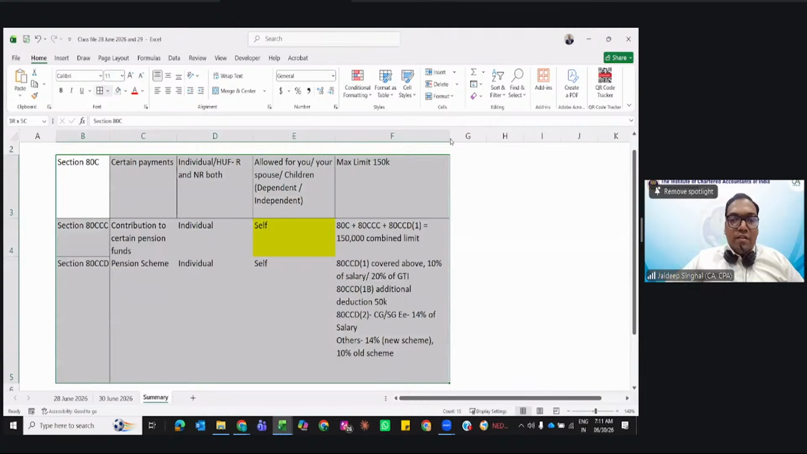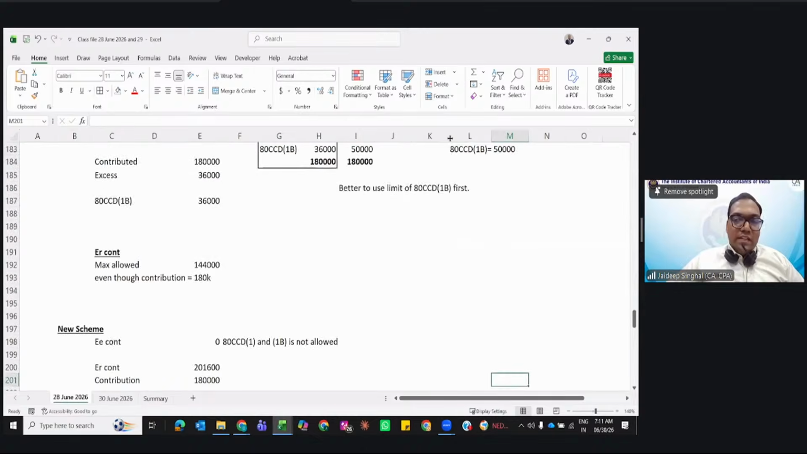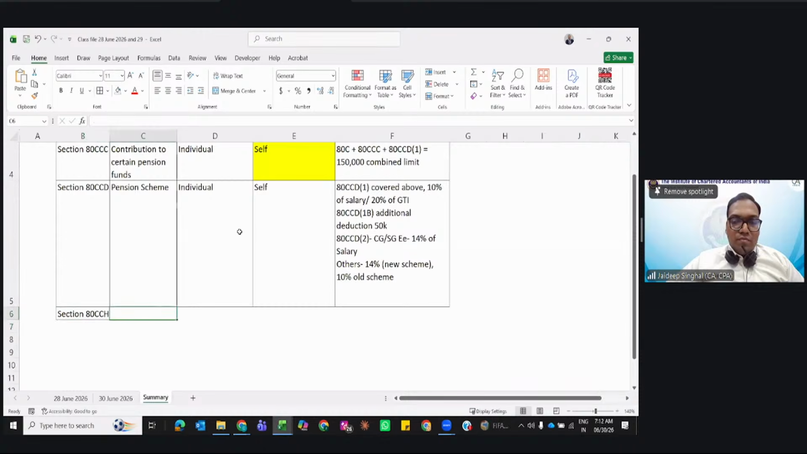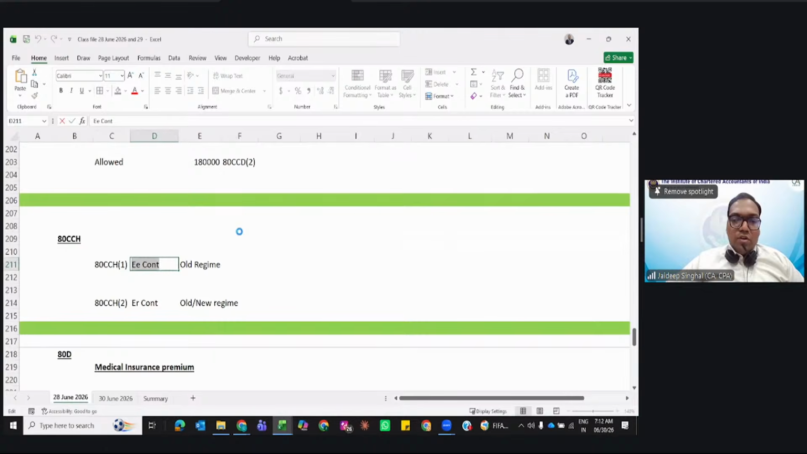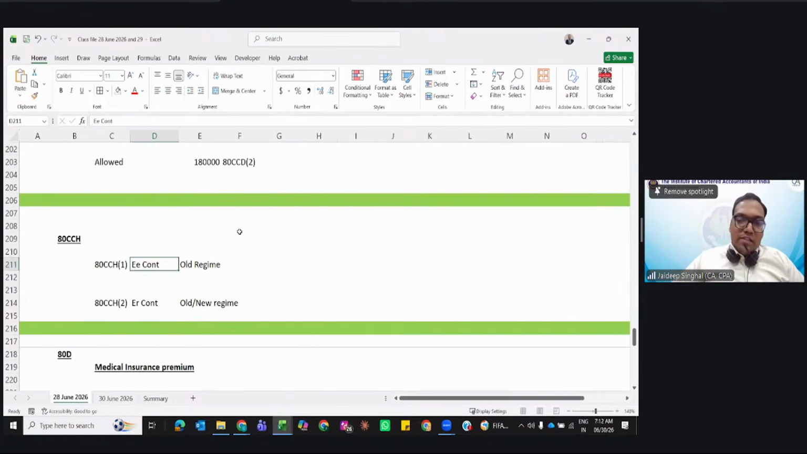These are the three sections we covered. Then we covered 80CCH. In 80CCH, we discussed the employee contribution and employer contribution. 80CCH1 was for the employee contribution. There is no limit, whatever is contributed as per the Agniveer package. No limit. And 80CCH2 is for employer contribution. Again, it has no limit.